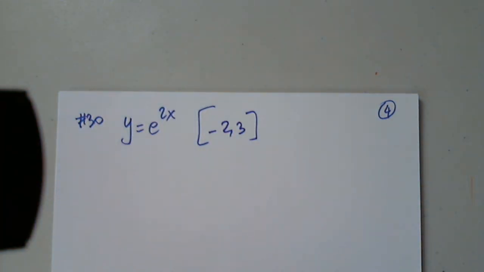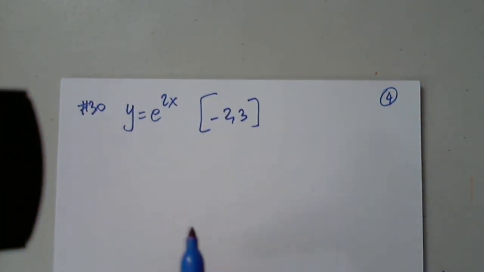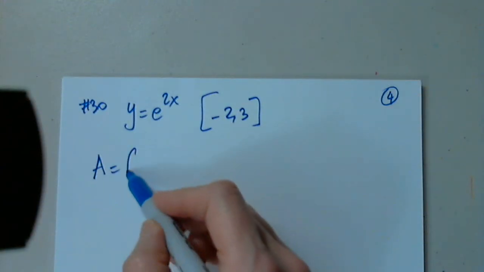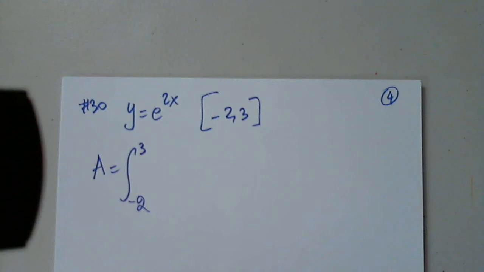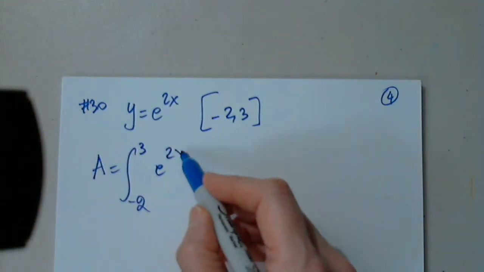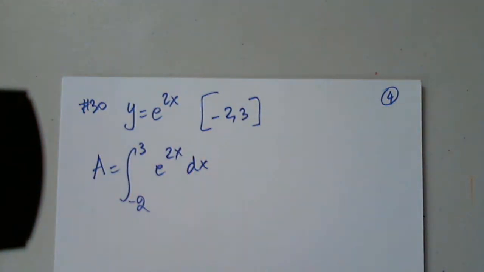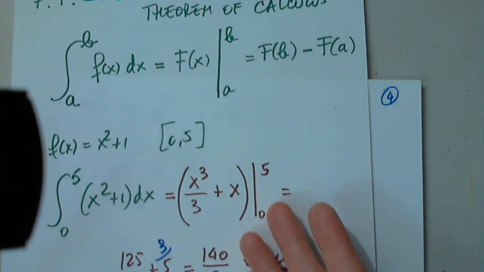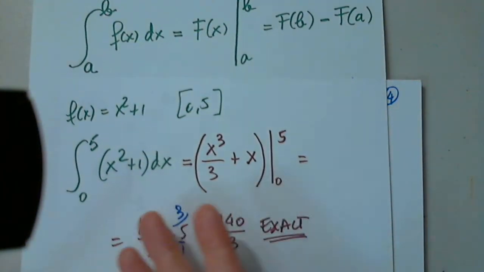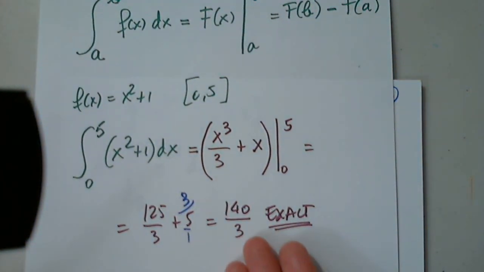Awesome pick. So then the area under the graph will be the definite integral between -2 and 3 of e to 2x dx. Now, we do have a way of checking, right? Because we have the calculator. But there is no other way. If I didn't have the calculator, I wouldn't be able to check this.